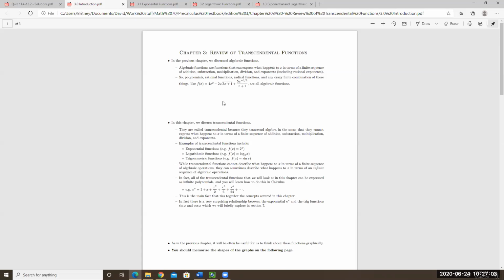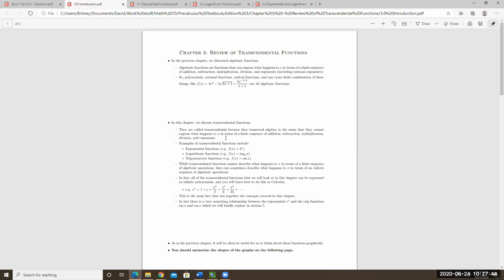So in the previous chapter, in chapter 2, we talked about algebraic functions. Algebraic functions are functions that can express what happens to x in terms of a finite sequence of addition, subtraction, multiplication, division, and exponents, including rational exponents, so radicals are also algebraic in nature. Polynomials, rational functions, radical functions, and any combination of those things, like this crazy function here, these would all be considered algebraic functions.